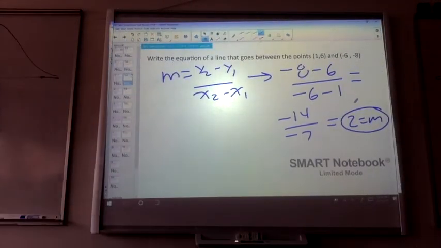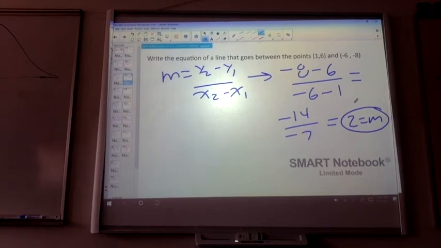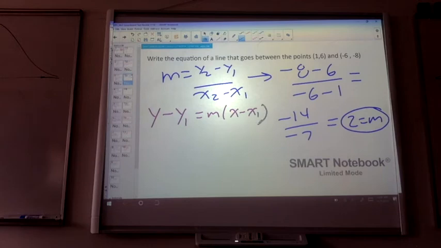All right, so what about the last one? Well, I don't know. Hang on, I only found the slope. I need to find the equation that goes through those 2 points. So what's the next step? Point slope, good. So my point slope, I could have this as an answer, or I could have this as an answer.